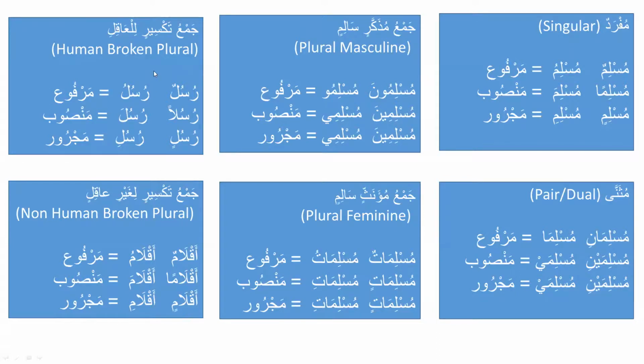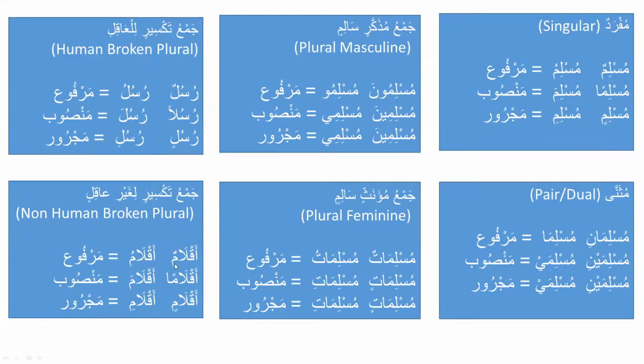Rafa, nasb, and jar. Jamu taksir, broken human plural: rusulun and rusulu, heavy, light. Rusulan, rusula, heavy, light. Nasb, rusulin, rusuli, heavy, light, jar. And I've shared why it is broken. Broken because the singular form is rasulun with a waw. When it came to the plural, the waw drops, so it is broken. The singular form is broken. And then it is human because it refers to a human being, rasul, messenger.